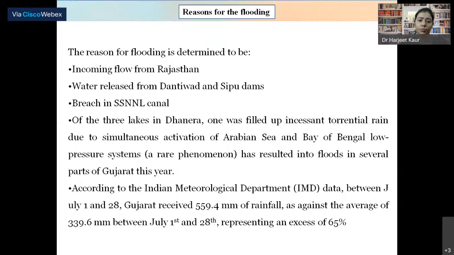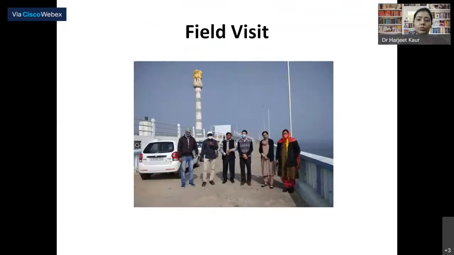In the meanwhile, the Jatpura Dam of Rajasthan was completely washed away on the midnight of July 24. It inundated Dhanera and caused massive destruction along the area in Banaskantha district.